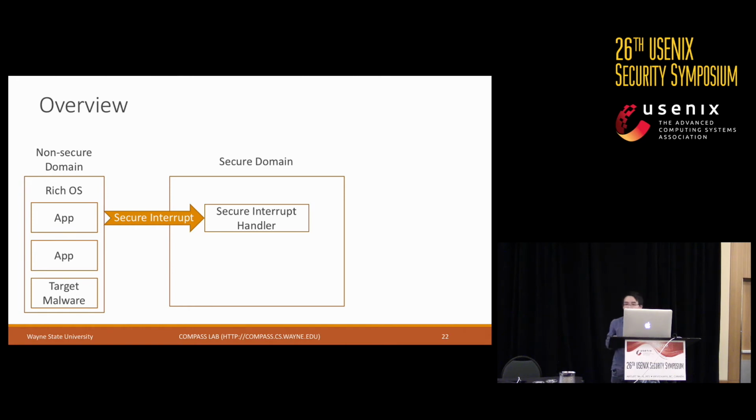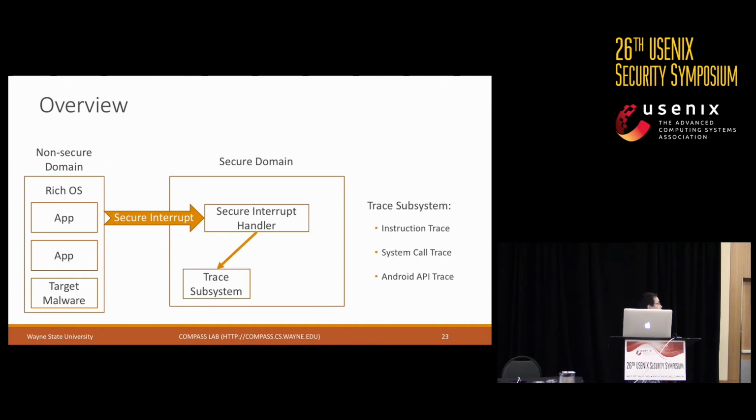And after the CPU is switched to the secure domain, this secure interrupt is handled by our secure interrupt handler in the secure exception level 3. And then if we want to trace the execution of the target malware, we can forward the interrupt to the trace subsystem. And then our trace subsystem can start or stop the trace according to the interrupt and the previous trace status. And we use the ETM to help our trace.